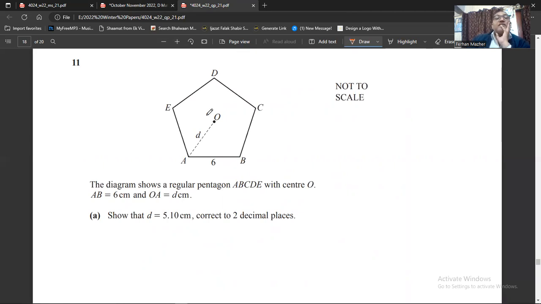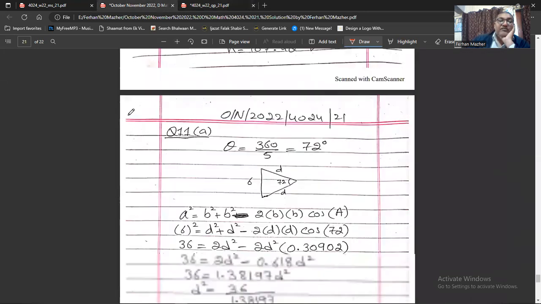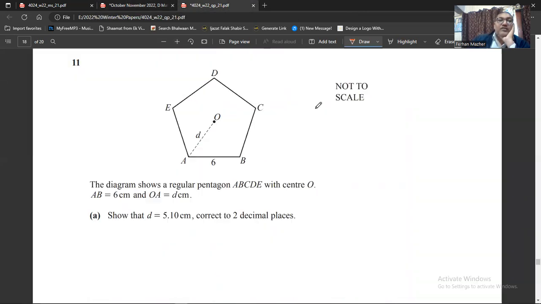Let me show you. Let me try to draw, because with the mouse it is a little difficult to draw straight lines. So I can find out this angle very simply. That is 360 divided by 5. So you will get 72 degrees. So this angle will be 72 degrees. This is D, so this will also be D. It's an isosceles triangle. And I know that this side is 6. They have already told us.